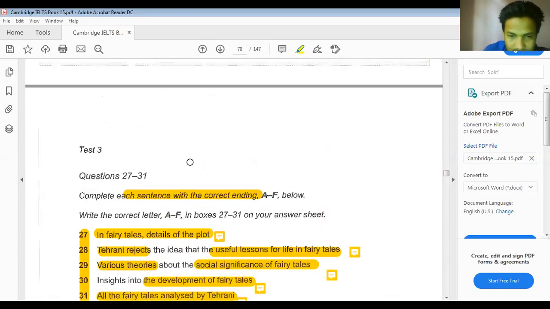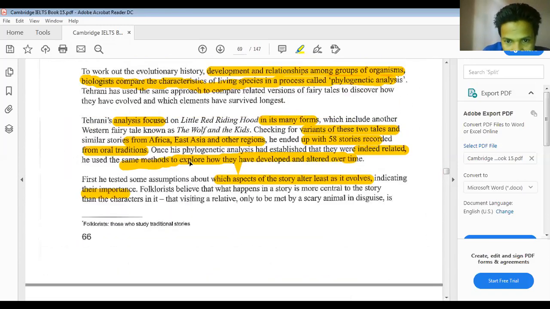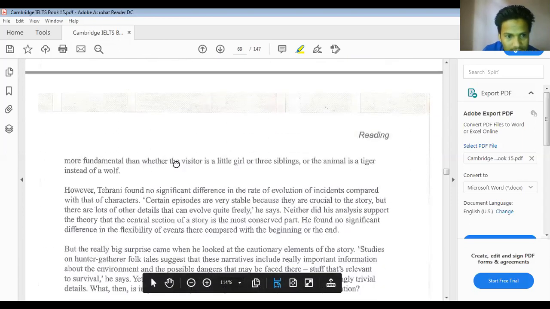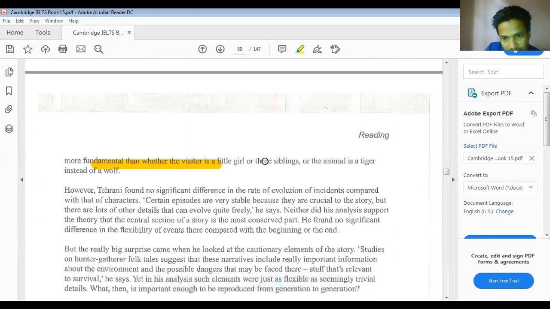Let's see. This is quite paraphrased. Assumption about which aspect of the story alters, at least as it evolves, indicating their importance. Folklorists believe that what happens in a story is more central to its story than the characters in it. That visiting a relative only to be met by a scary animal in disguise is more fundamental than whether the visitor is a little girl or their siblings, or whether it's a tiger instead of a wolf.